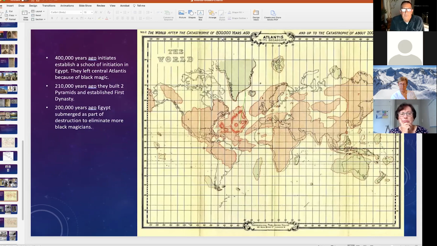After the cataclysm of 800,000 years ago, that was the pole shift, then this is what Atlantis looked like. And it was like this for another 200,000 years, up to about 200,000 years. And there was land here, parts of Europe were in the water, parts of Africa were under the ocean.